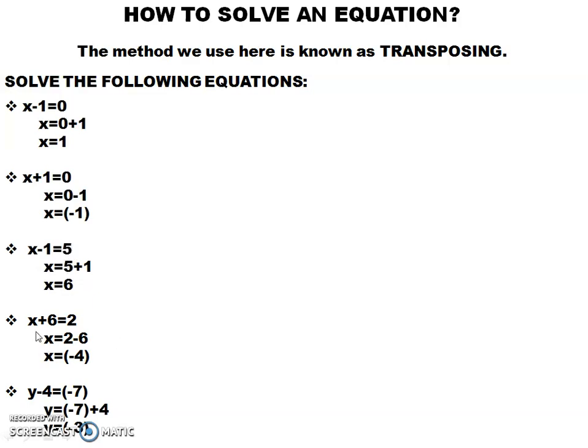Okay. Next question. x + 6 = 2. What is the next step? Plus 6 you will take to the other side. What happens? Plus 6 changes to minus 6. So what is there? x is equal to 2 - 6.